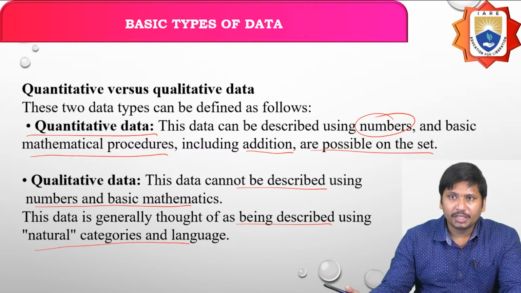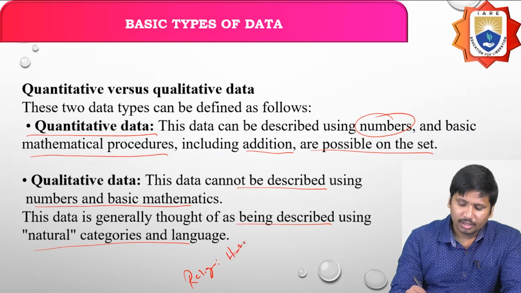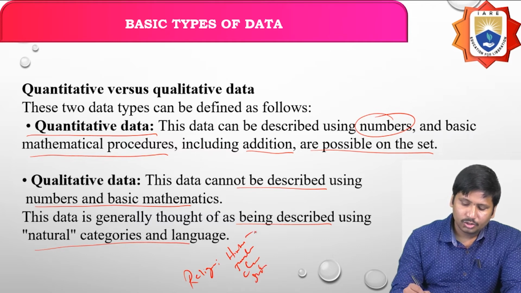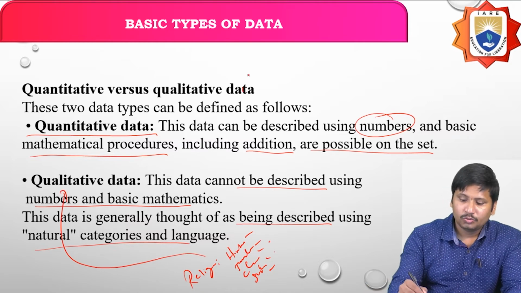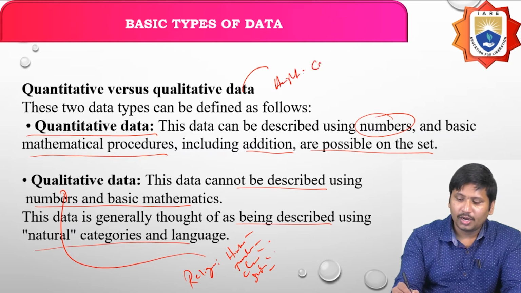Whereas qualitative means the data cannot be described using numbers and basic mathematics. For example, religion: if I take religion, it may be Hindu, Muslim, Christian or Sikh. It should not contain any numerical value, so that comes under qualitative. If I consider quantitative, suppose I take height. Height may be measured in centimeters and weight is going to be measured in kgs.